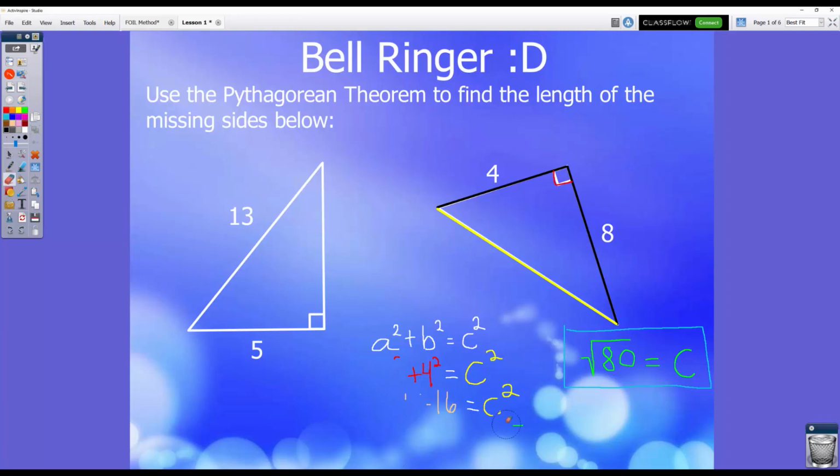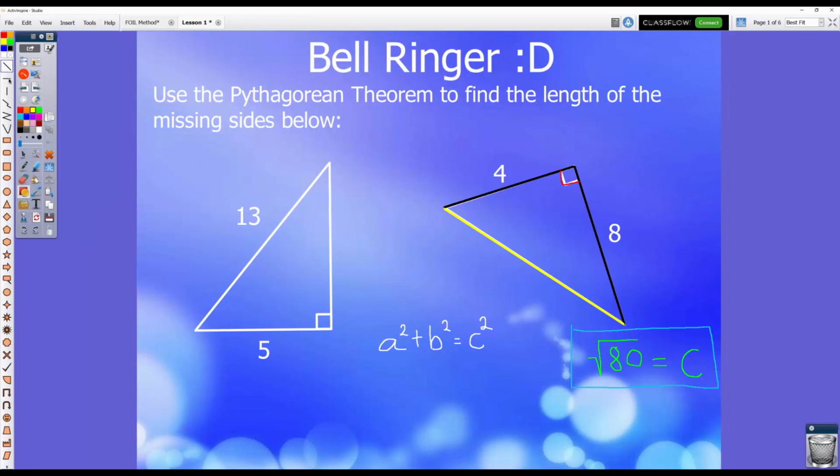And now let me erase this. There we go. And we'll move on to this triangle over here. I'll do the exact same thing, maybe just a little bit faster. So we have our legs right here. Remember, the legs are the two sides that form the 90-degree angle. And the side across from the right angle, or opposite the right angle, is our hypotenuse.